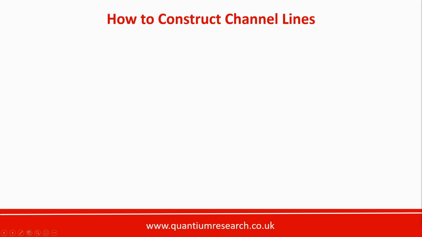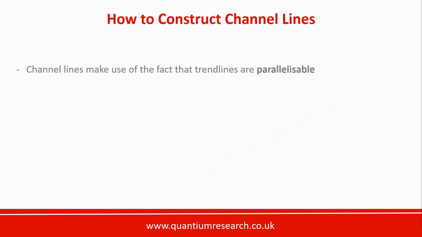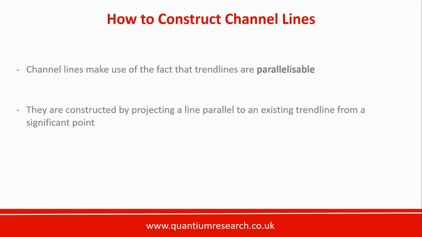Now channel lines build on the concept of trend lines. They make use of the fact that trend lines are parallelizable, which means other lines parallel to the original trend line will also act as a price barrier, and they are constructed by projecting a line parallel to an existing trend line from a significant point. So while you need at least 2 points to draw the initial trend line, a parallel trend line can then be drawn using just one new point.